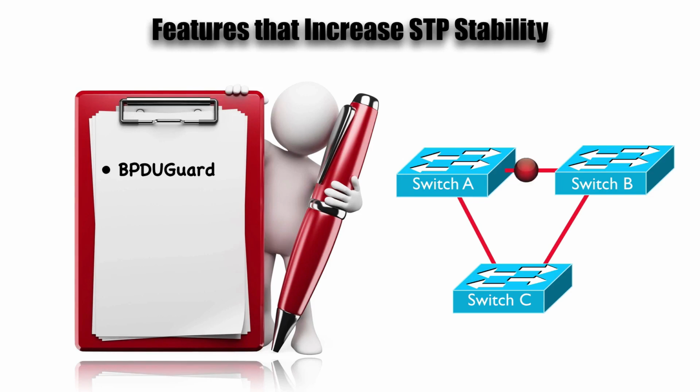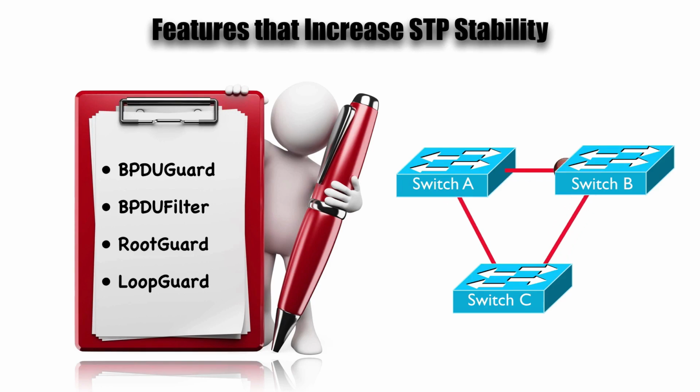First is BPDU guard. There's BPDU filter. There is root guard. And finally, there is loop guard. Let's talk about each one of these, beginning with BPDU guard.